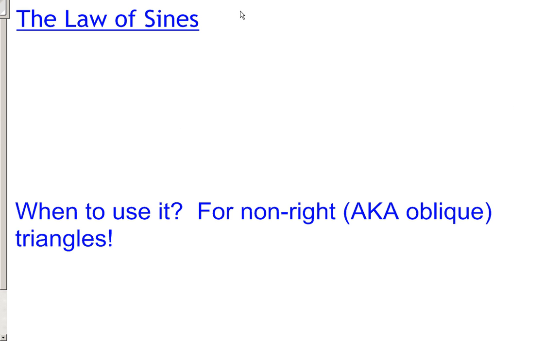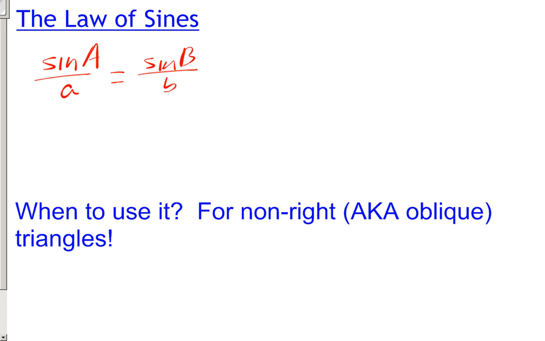Before we get going, let's just write down what the law of sines is. The law of sines has its own formula. All it is, pretty easy to follow. What the law of sines says is the sine of an angle over its side, that ratio, is the same as another sine of an angle over its side. So angle A, angle B, angle C, whichever angle you're working with, it's the same idea.